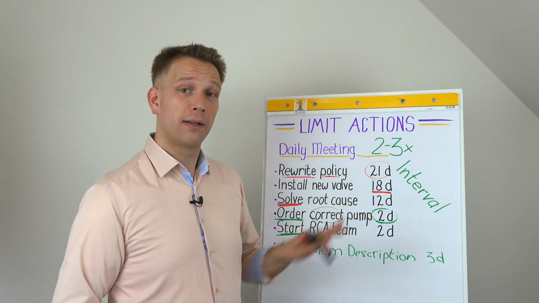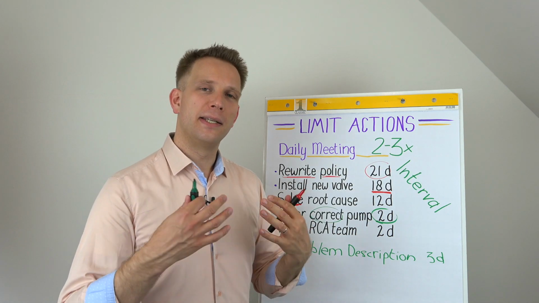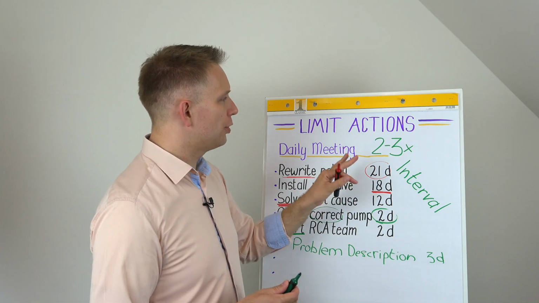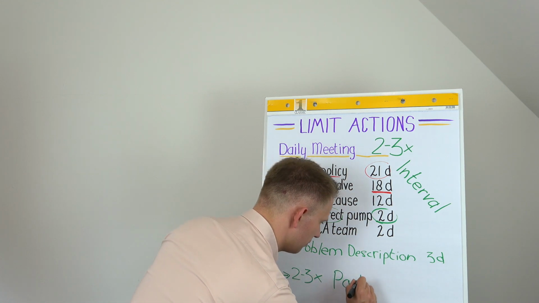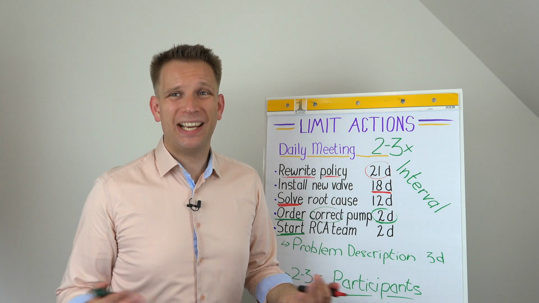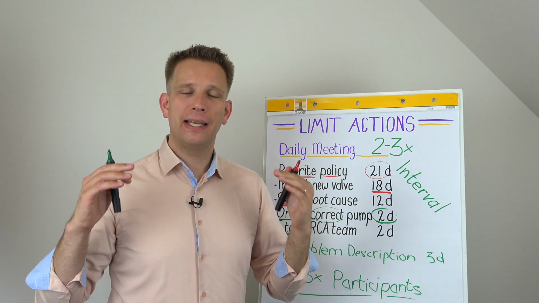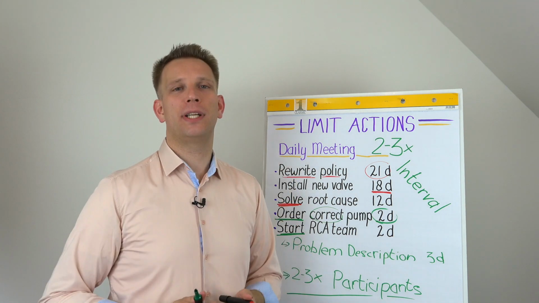Now, another thing where the 2 to 3 times rule comes in is that the number of actions should be about 2 to 3 times the number of participants. So when you have a 4-person meeting, about 10 actions should be the limit. And if you want to put more actions on the list, you are probably not focusing your attention well enough.